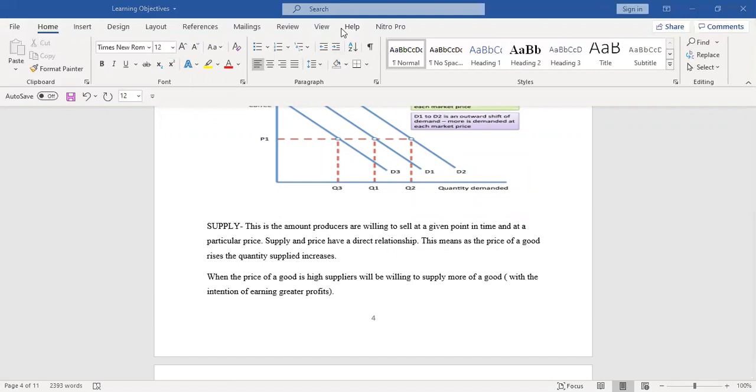Hannah, that was you? Yes, sir. Excellent. So they have a direct relationship, right? It means the price goes up, quantity supplied also goes up. Price goes down, quantity supplied also goes down. All right?